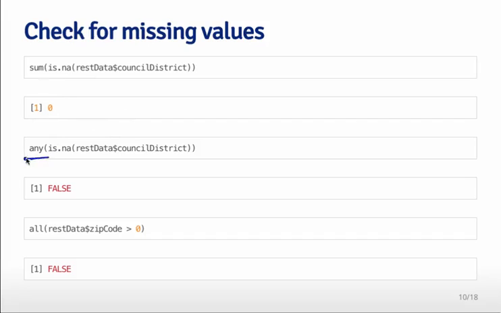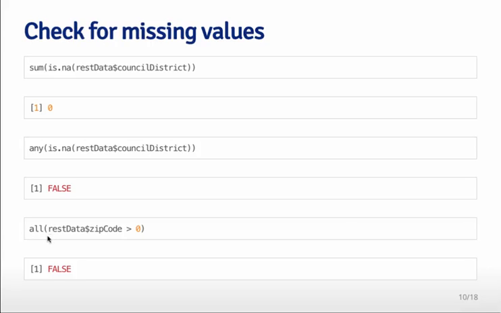You can also use the any command. The any command will just look through this entire set of values. In this case, is.na returns true or false, and what any can do is check to see if any of these values are equal to true. In that case, there would be a value that's equal to NA. In this case, none of the values are NA, so any returns false, because all of the values are false. None of them are NA.